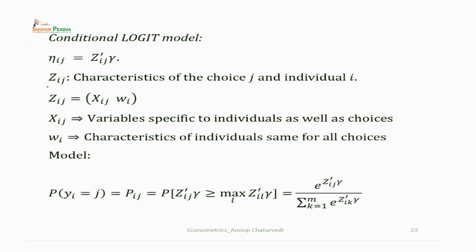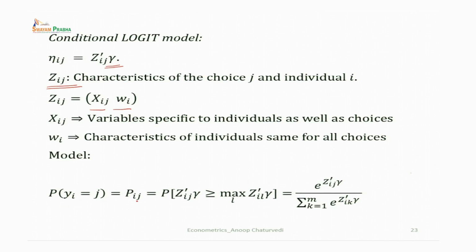Then we partition the z_ij's into two parts. So, z_ij equal to x_ij and w_i, where the x_ij's are the variables specific to individuals as well as choices, because x_ij depends upon both i and j. So, for different individuals these x_ij's are different, and for different choices also these x_ij's are different. For example, if x_ij in some problem is the price of the car, then this variable will vary with different models, different choices also. Then w_i is individual specific, meaning it does not vary with different choices.